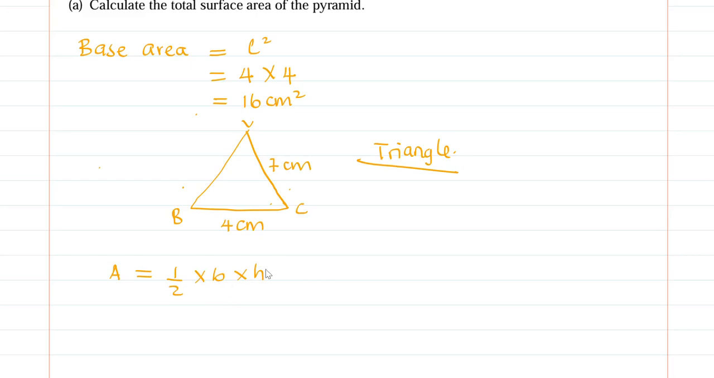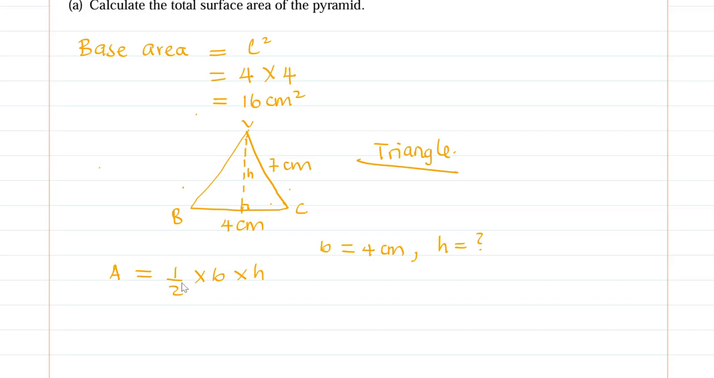And what is the base? Base is 4 centimeters, right? But what is the height? We don't have the height, or we don't know the height yet. So we need to find the height. How do we find the height? Remember, the height is the perpendicular from V to meet the line BC. This is our height. It makes a right angle here with the base. That is our height.